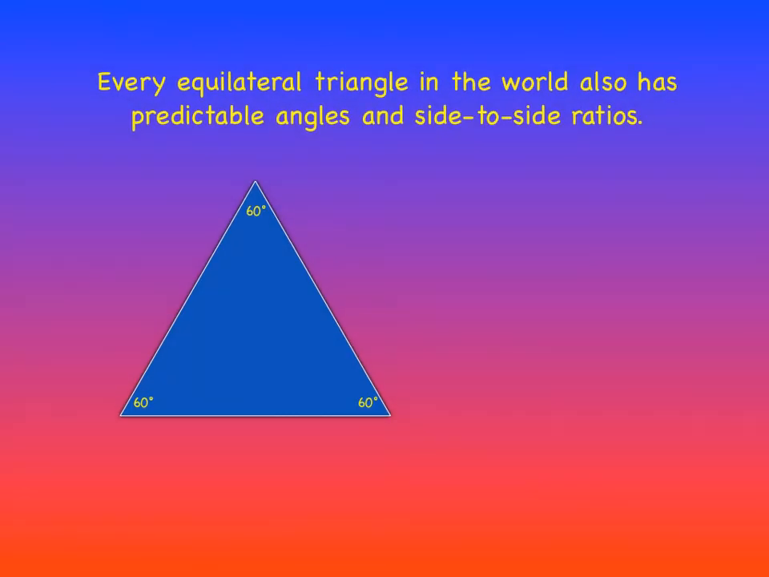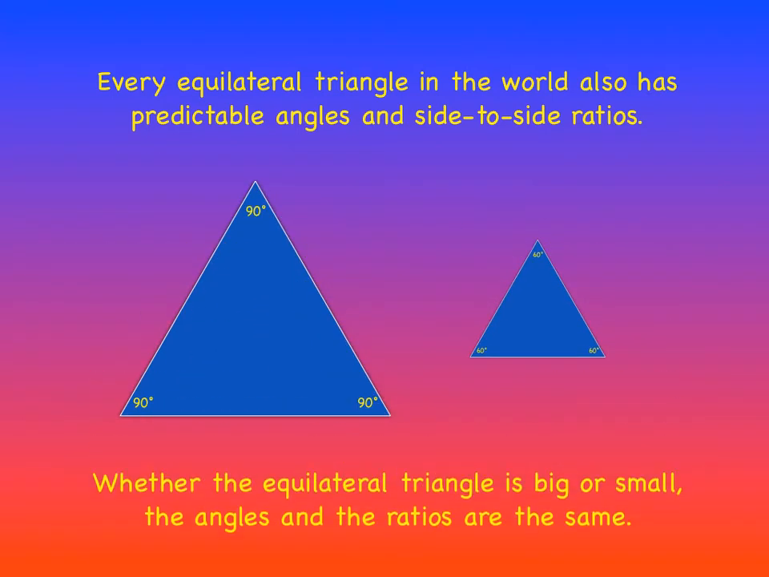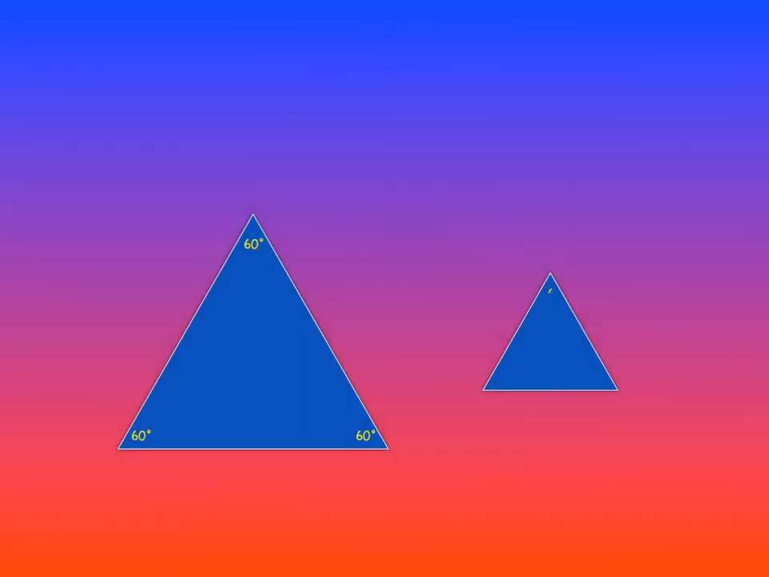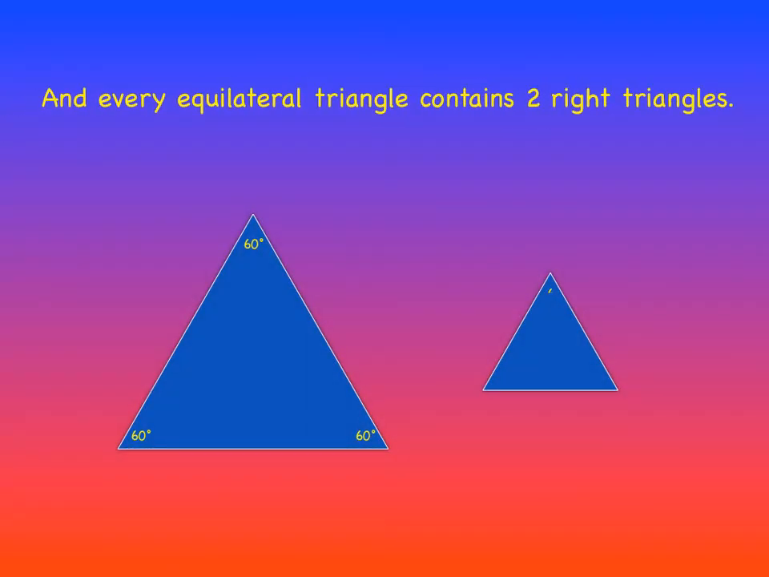Every equilateral triangle in the world also has predictable angles and side-to-side ratios. Whether the equilateral triangle is big or small, the angles and the ratios are the same. And every equilateral triangle contains two right triangles.